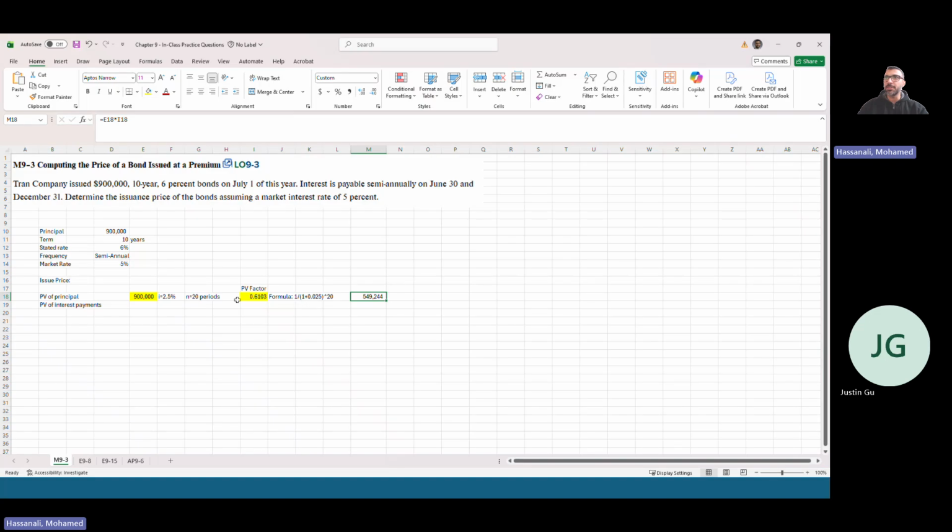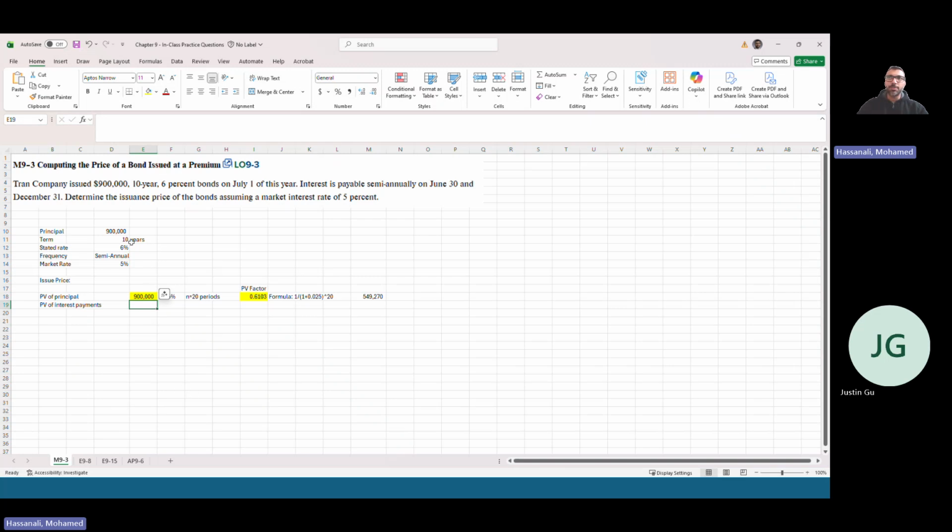I will use the exact number here, 0.6103, just so I get a nice, neat round number. So 549,270. Okay, so now we've got the present value of the principal.